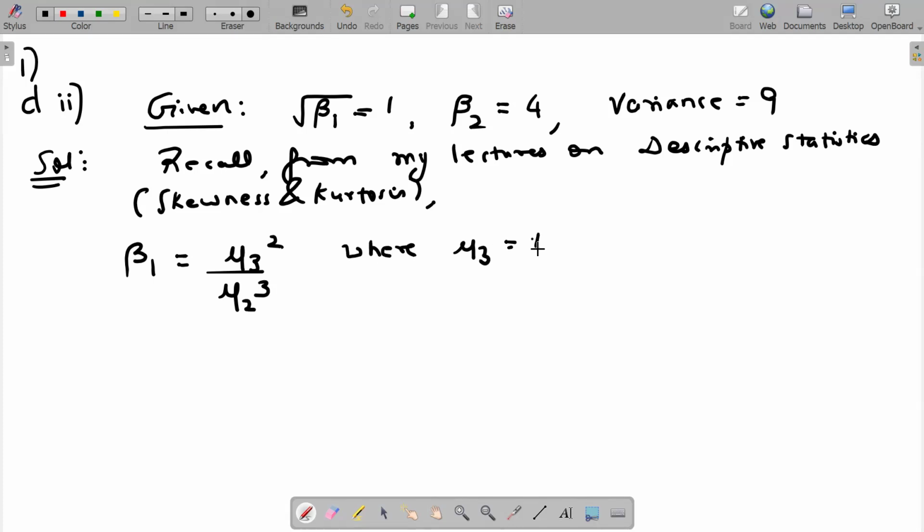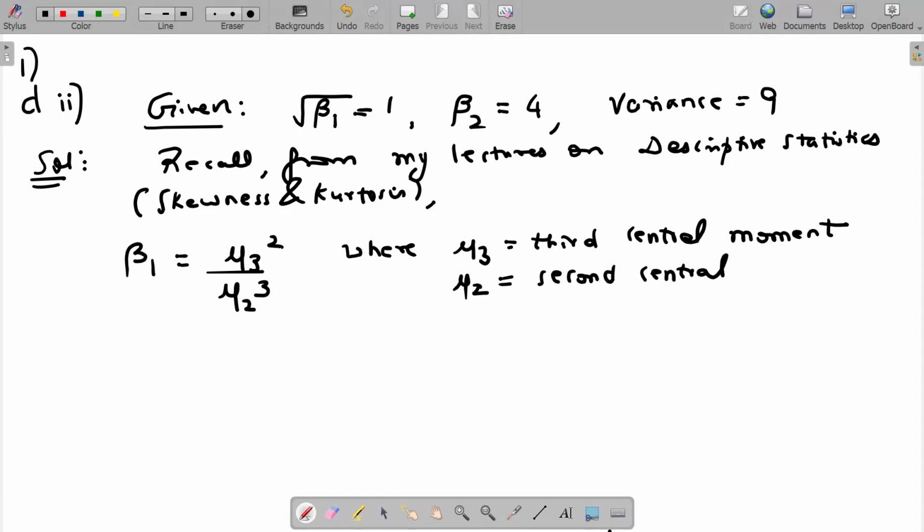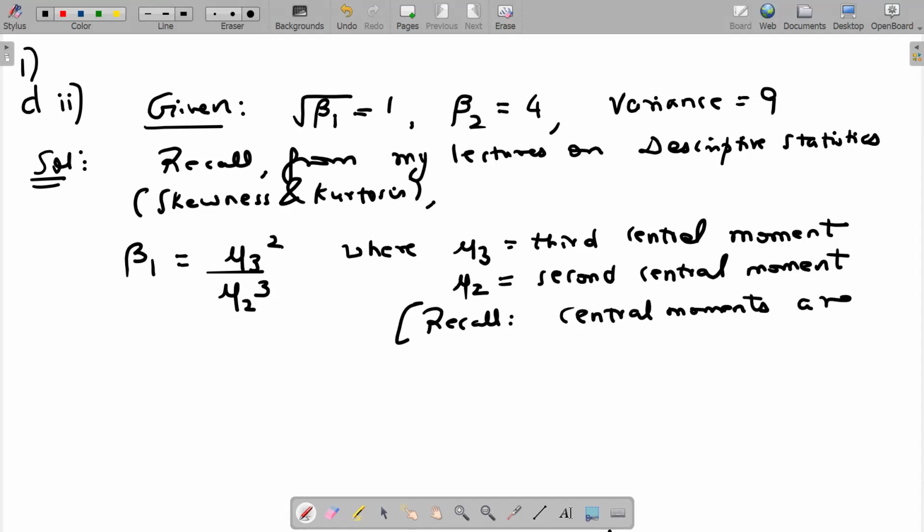Mu3 is the third central moment. When I say central moment, it's the moment about the mean. Mu2 is the second central moment. I'm repeating it again: central moments are all moments about the mean.